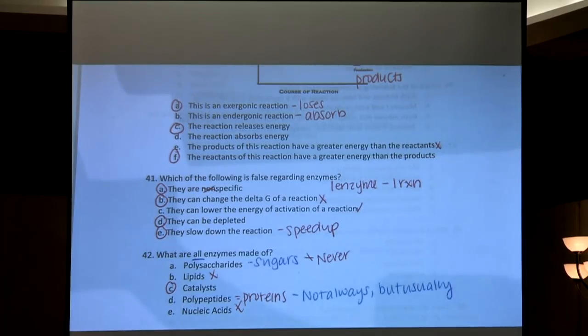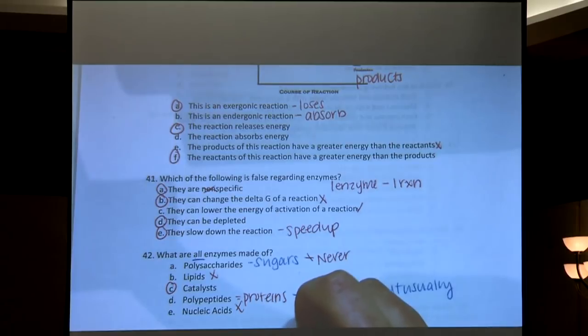Okay, so number 43. Where does glycolysis take place? So we have the mitochondrial matrix. Is that where it takes place? What takes place in the mitochondrial matrix? Does anyone happen to remember? So that one is our TCA, or the Krebs cycle.